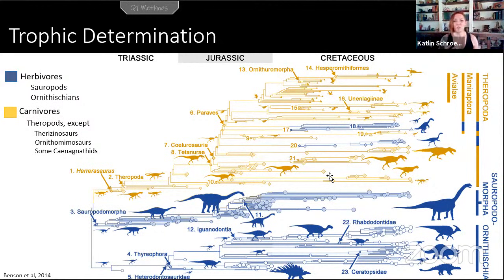And we do use a little bit of shorthand, a little bit. Well, most theropod dinosaurs are carnivorous. Not all theropods are carnivorous. We do use that as a shorthand. But when I say carnivorous theropods, or specifically megatheropods, we are not referring to things like therizinosaurs or ornithomimosaurs. Those have been coded as herbivores, and we're not necessarily referring to those.